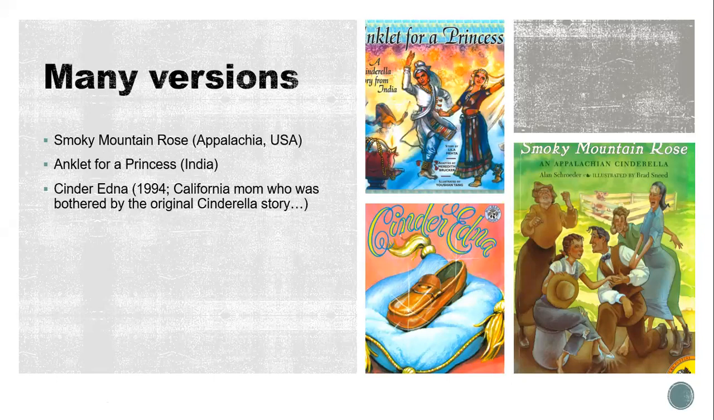In this case, for instance, you've got Smoky Mountain Roads, which is an Appalachian Cinderella. This really is based on class differences. Appalachia is a mountain range in America where you have loads of farmers, and every now and then you have a rich, wealthy farmer. So this is mostly based on that. Then Anchored for a Princess from India, you can imagine perhaps that the Indian storylines, the Indian magical happenings are different from the American ones. Cinder Edna is a gorgeous one. It's from 1994. A California mom who was bothered by the original Cinderella story created a story with the next door neighbor, Cinder Edna, who also lost her shoe, but she's fine without a man, and she's just happy anyways.